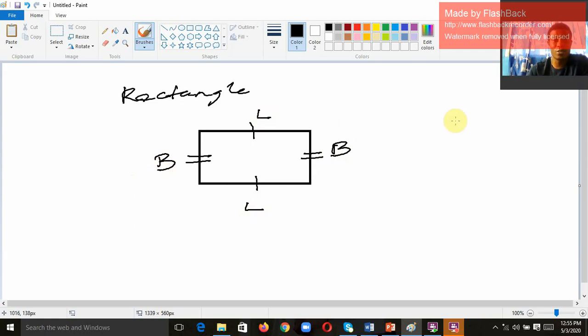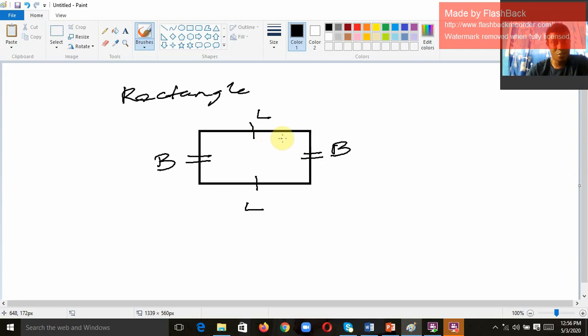So you can see that the opposite sides, this and this, they are opposite each other. When you say opposite, it means sides facing each other. So this and this, they are facing each other. This and this are also facing each other. So the sides facing each other are opposite sides. So in a rectangle, opposite sides are equal.